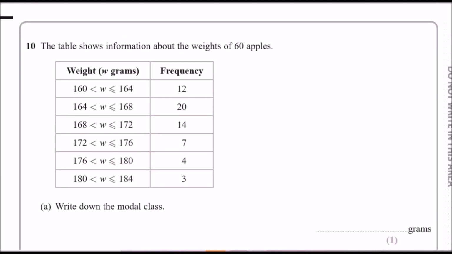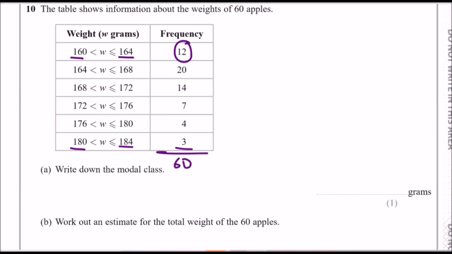Alright, number 10. So here the table shows information about the weight of 60 apples. Okay, so for every single kind of tabular looking question, when you got tables and stuff, the frequency means how many. So for example, we know we got 60 apples, so all of these frequencies should total up to 60. And for each information, for example, they say 12 of the apples must weigh between 160 and 164 grams. Whereas let's say just 3 apples weigh between 180 and 184 grams. So yeah, so this is just classifying data.